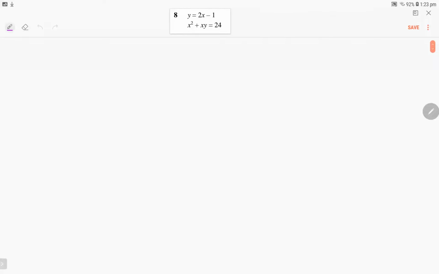All right, let us do this one now. Line and curve again. We're solving simultaneously that line and that curve. Again, they've given us y as the subject. If they don't give you y as the subject, you have to transpose it and make y the subject. So maybe try one like that afterwards. This one, they give us y equals 2x minus 1. This clearly is our line.